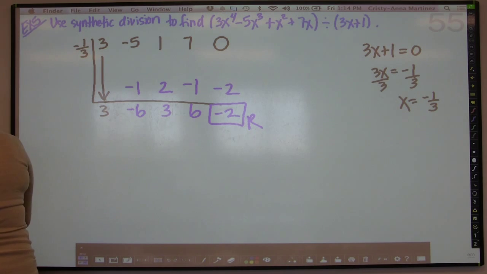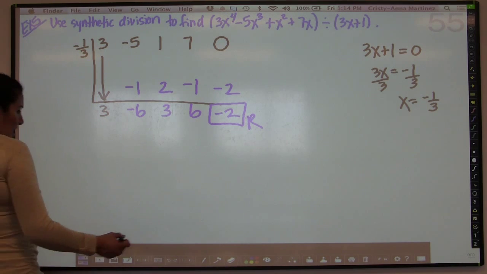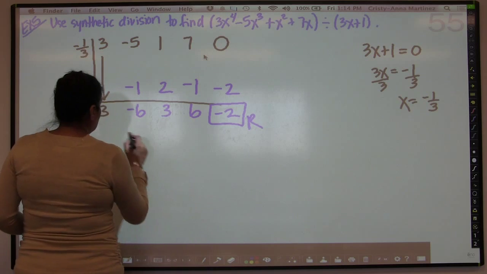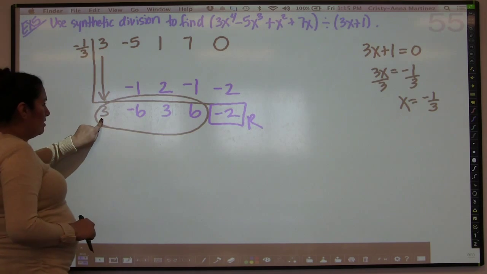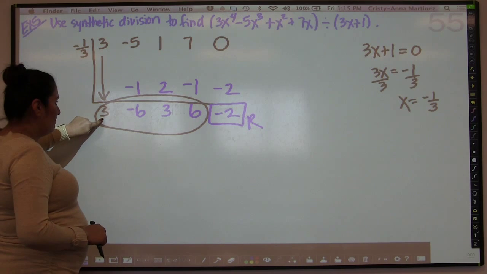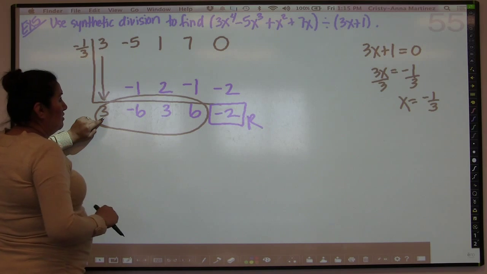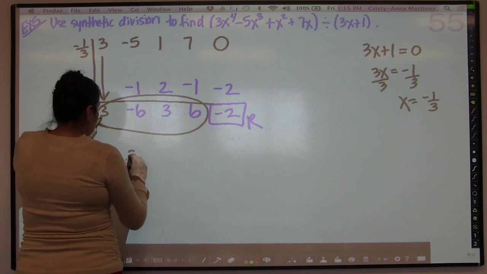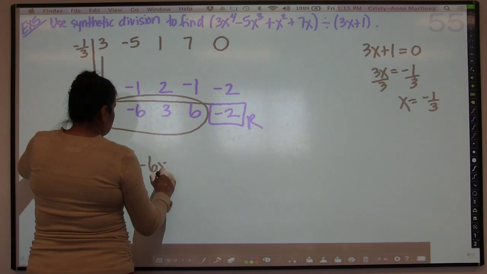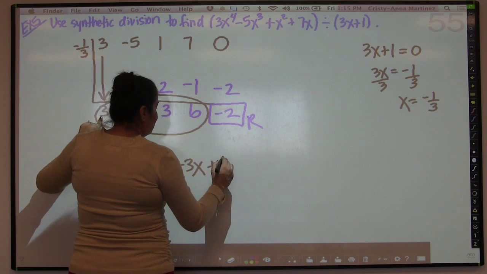So what that means for us is that this now is our answer, but these are going to be the coefficients of our answer, but 1 degree less than the original. So the original was 3x to the 4th, so this is going to be 3x cubed minus 6x squared plus 3x plus 6.